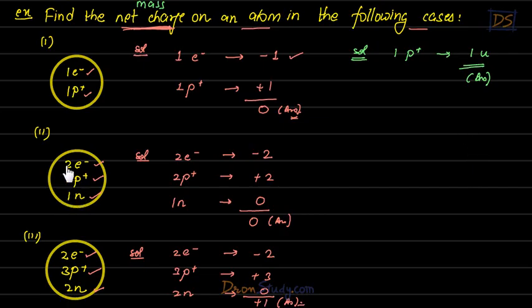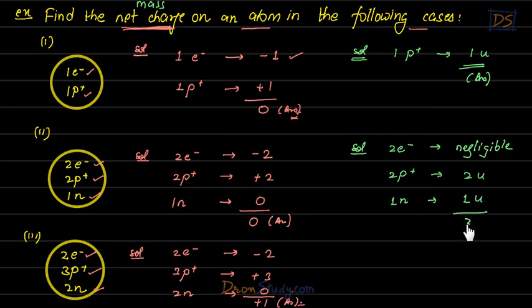Now look at this, students. Here we have 2 electrons. Once again, if we are talking about mass, we'll consider their mass to be negligible. Okay, students? We have 2 protons, so due to these 2 protons, we will have 2 U mass, 1 for each. We have 1 neutron, students. You must remember that neutrons also have mass, same as protons. So 1 U for this 1 neutron. So in total we have 3 U mass, students. That is the answer, that for this atom, the total mass is 3 U.